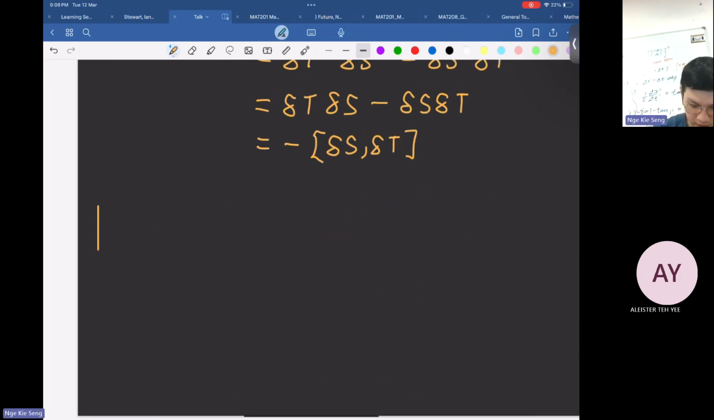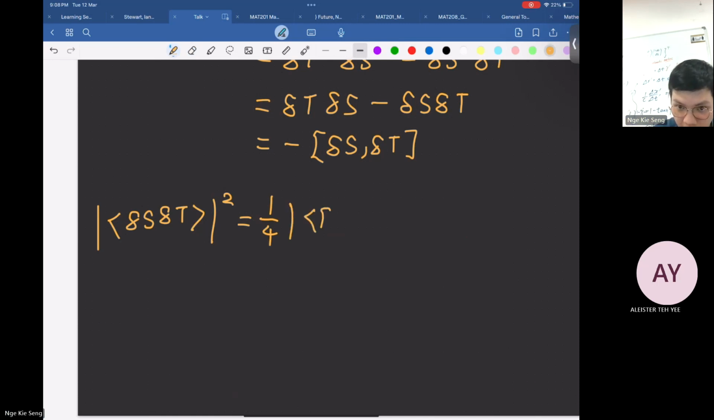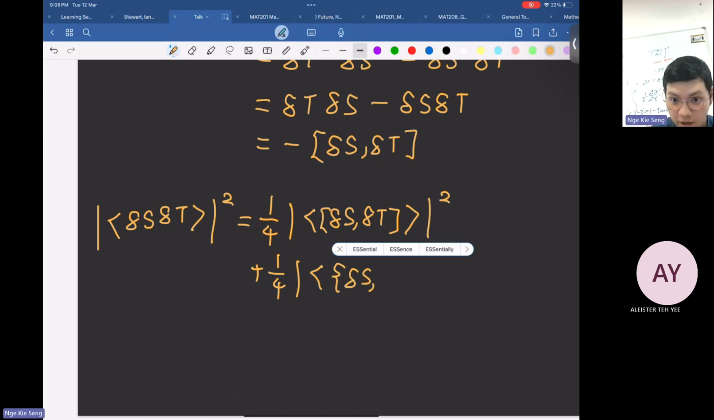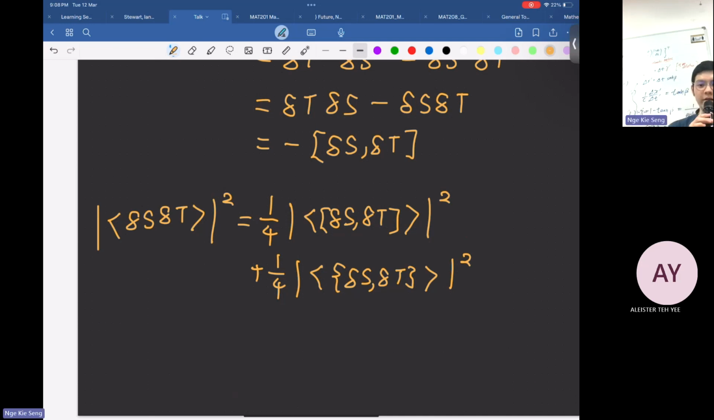So if I take the length of delta x of delta t squared, this is what we are interested in. You square this, meaning you will get the square of the real part, the imaginary part first, plus 1 over 4 of the real part. So this term is definitely greater than or equal to 1 over 4 of the imaginary part, which is this.